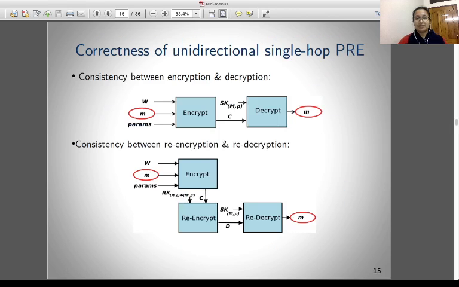Now, what is the correctness of unidirectional single hop PRE? So it consists of the following 2 points. The consistency between encryption and decryption is as follows. That is, for all messages in the message space, the messages encrypted towards an attribute set W, which satisfies an access structure M row, should be decryptable by the secret keys corresponding to M row. Similarly, for the consistency between the re-encryption and re-decryption algorithm, all the ciphertext which has been re-encrypted towards access structure M row should be decryptable by the corresponding secret key of M row.